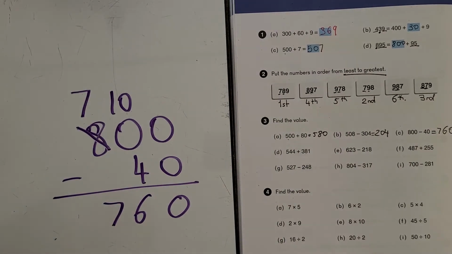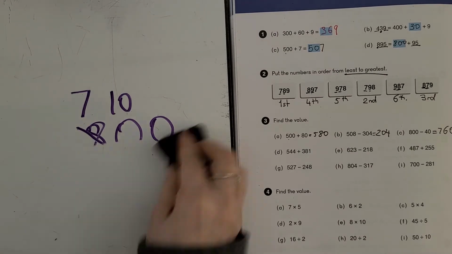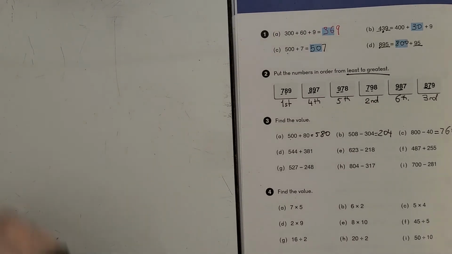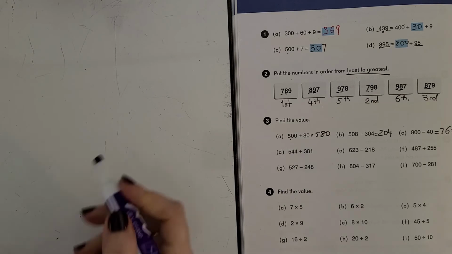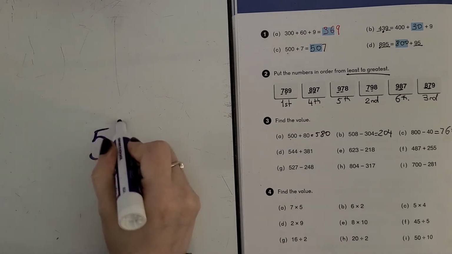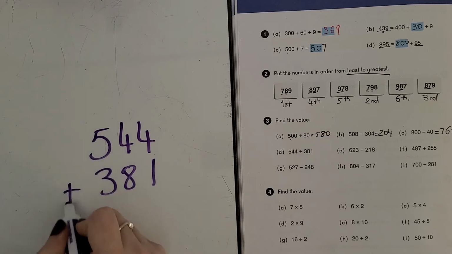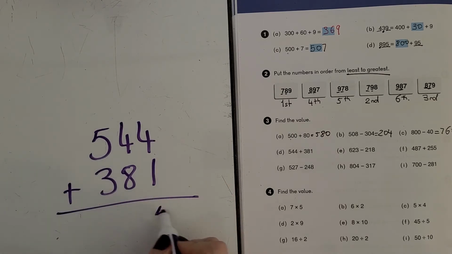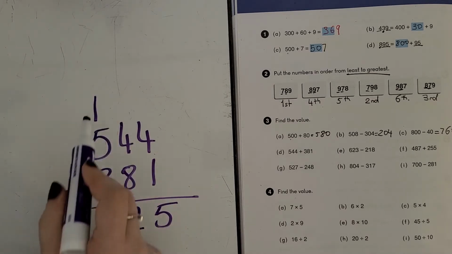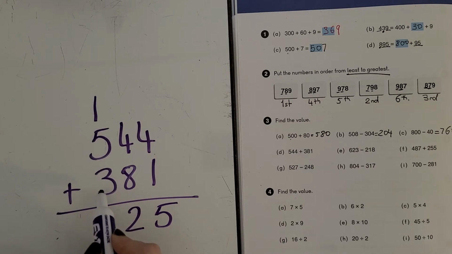Let's look at letter D. Always pay attention to see if it's asking you to add or subtract, because now we are adding. 544 plus 381. 4 plus 1 is 5. 8 plus 4 is 12. Carry over the 1. 1 plus 3 is 4, plus 5 is 9. 925.